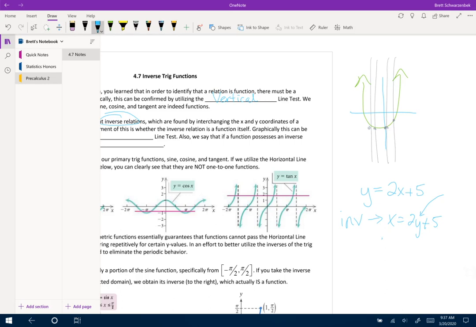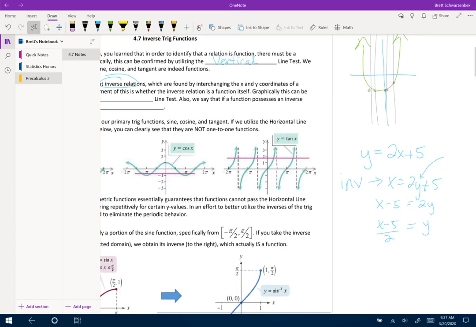So what would we do? We would subtract the 5 over, then we would divide by 2, and we would essentially get this as our inverse relation. But both of these are linear, and linear functions that are not vertical are going to be functions. So we would say, hey, we can change the symbolism to f inverse of x is x minus 5 over 2. Okay, so that was the whole process of finding inverses.